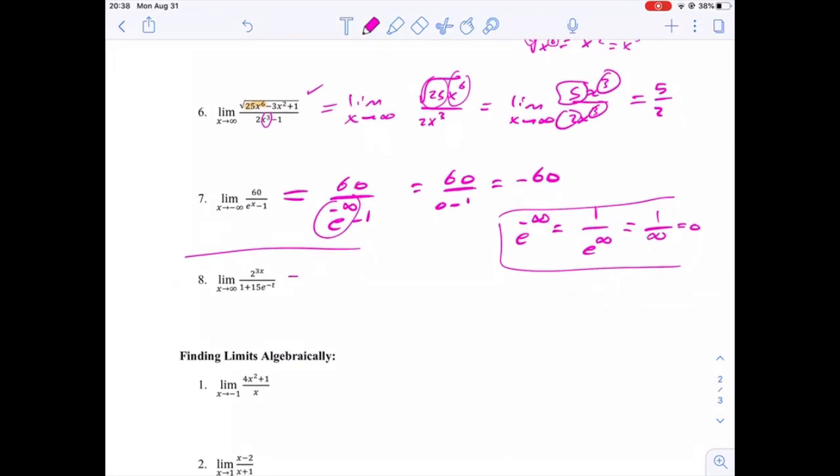Now problem 8, we have infinity. We don't have a polynomial, so we just plug in that value, infinity. So we have 2 to the 3 times infinity over 1 plus 15 e to negative infinity. And we know that e to negative infinity goes to 0, or we can write it as 0. So we have 2 to the power infinity, which is infinity, over 1, and that's infinity.